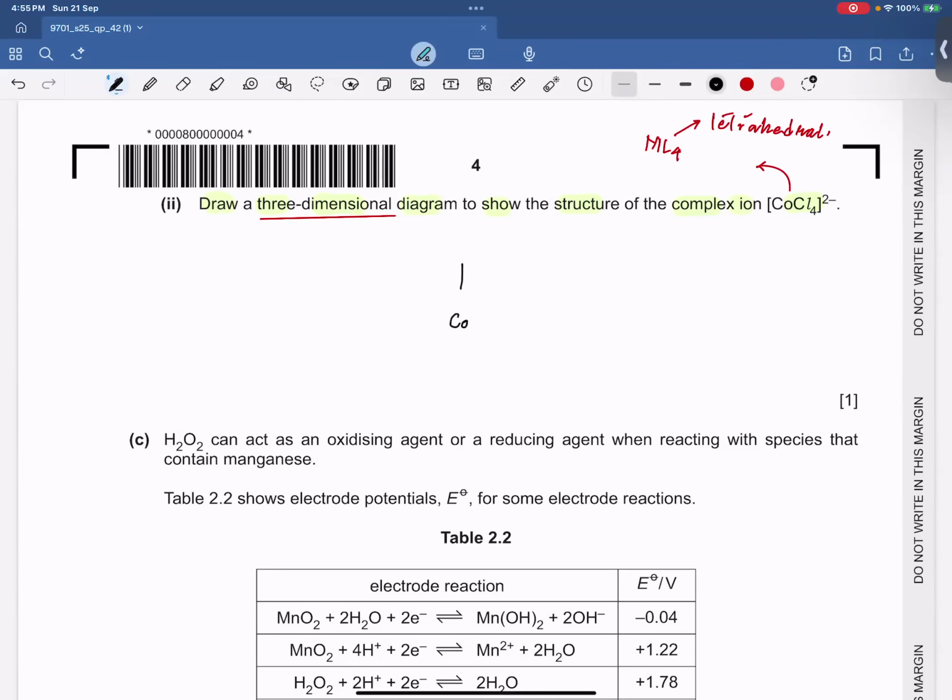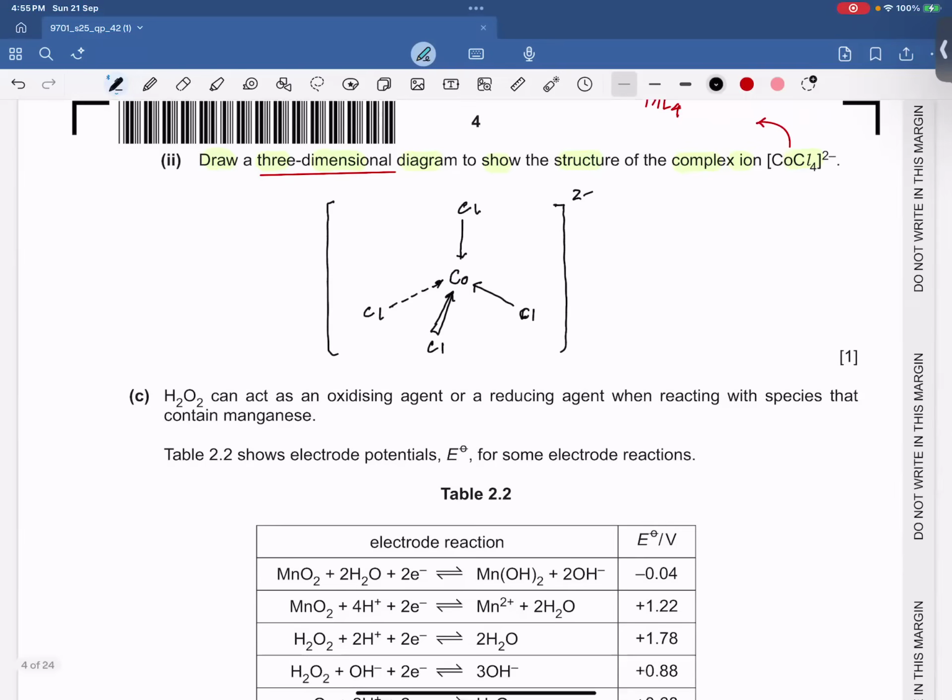This is cobalt. Since it is 3D, we need to draw dotted lines and a pyramid. And these arrows represent dative bonds. So technically these chloride ions form dative bonds with the transition metal cobalt. Let me put the bracket here and a charge on it, that is 2 minus. And that's the protocol you need to follow in the paper also, okay?